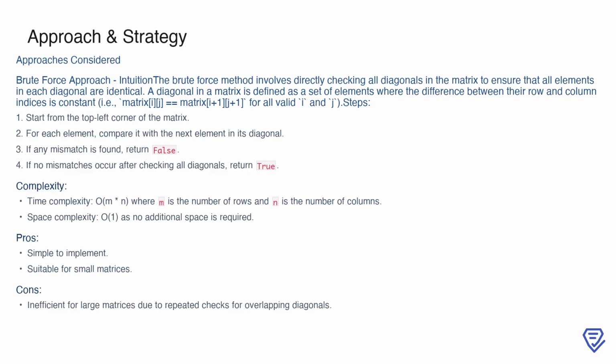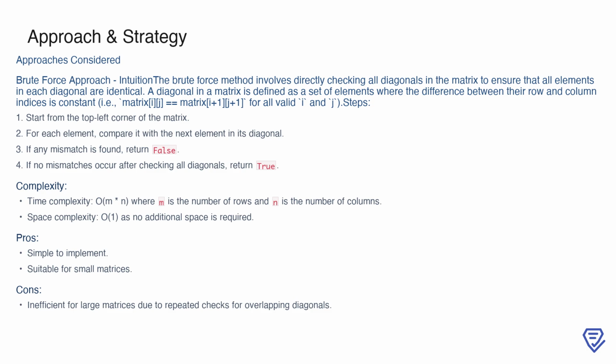The steps for this approach are simple: start from the top left corner and, for each element, compare it with the next one in its diagonal. If we find any mismatch, we return false. Otherwise, after checking all diagonals, we return true.